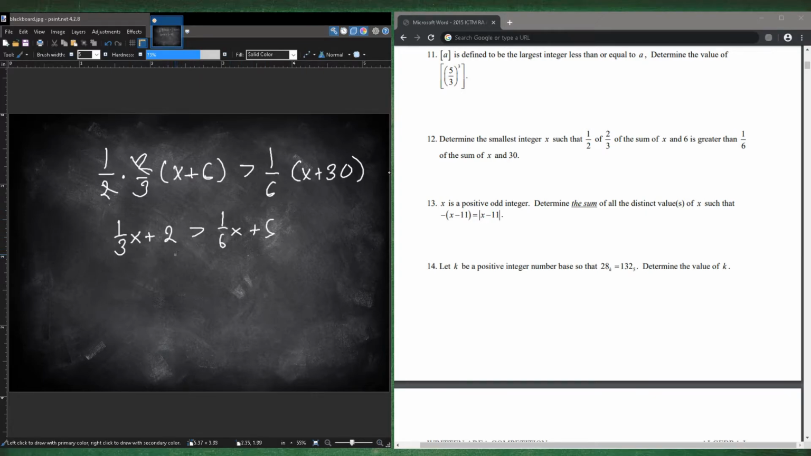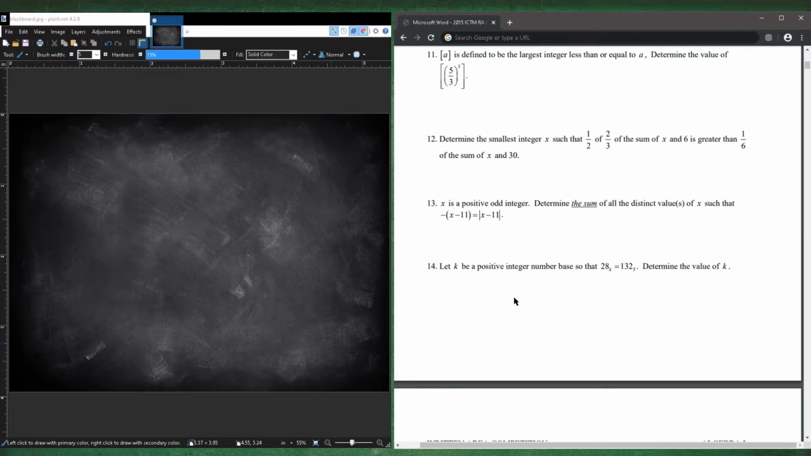So 1/3 minus 1/6 is 1/6, right? Because 1/3 is just 2 over 6. So 2/6 minus 1/6 is 1/6. So 1/6 x is greater than 5 minus 2, which is 3. So multiply by 6 on both sides, so x has to be greater than 18. So the smallest integer, you can't have 18, so the smallest one is 19. So the answer for number 12 is 19.